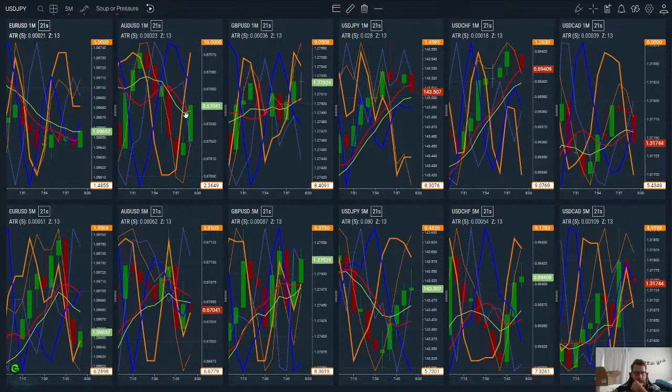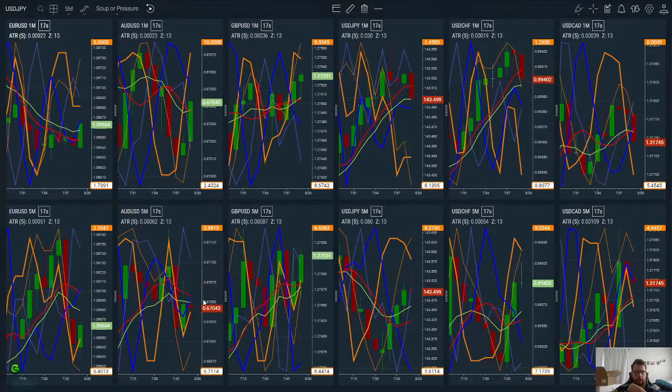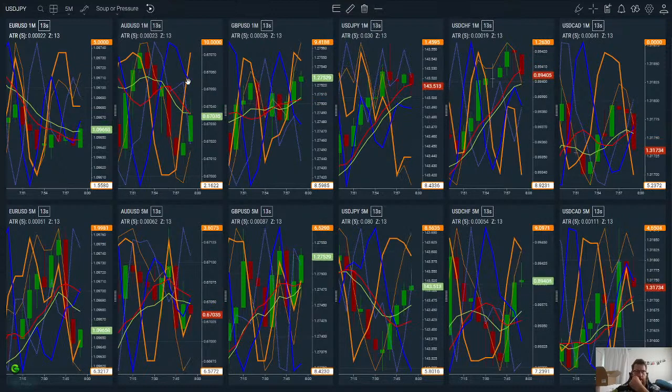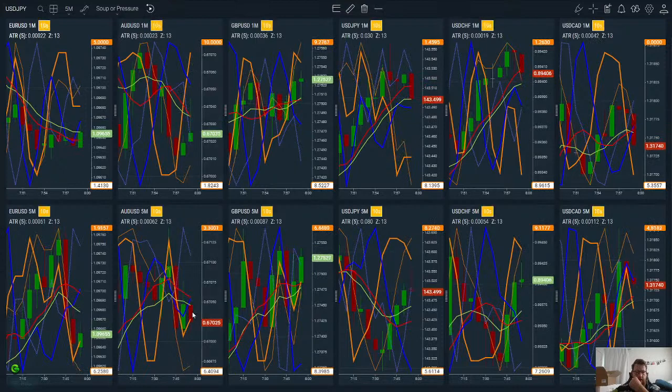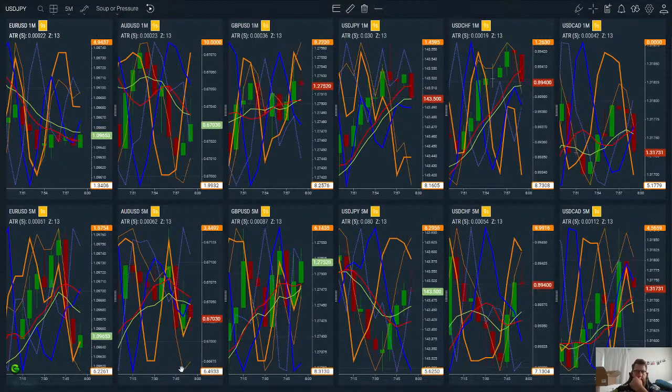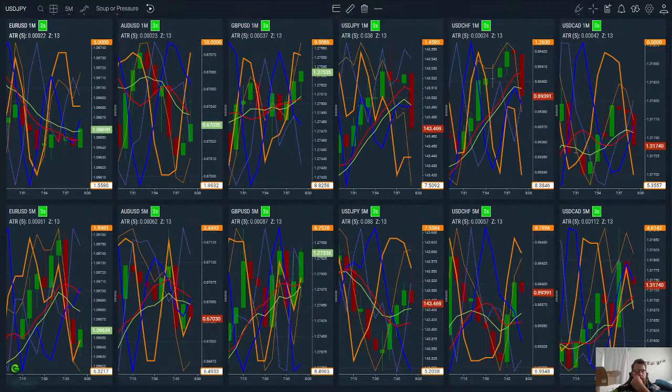Maybe bounce off of the pressure here, which is also bounce off the pressure here. So if this snaps down here, and if this snaps down here, might be an opportunity. Let's see what happens.